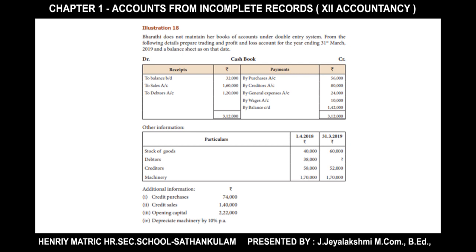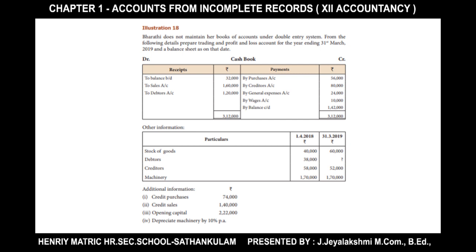Here you see the cash book, debit and credit, receipts and payments. To balance brought down 32,000. To sales, sales account 1,60,000. Sales is given. The opening balance of debtors is given, 1,20,000, so it goes to the debtors account, the total debtors account. Then see here on the payment side: by purchases 56,000, by creditors account 80,000, by general expenses 24,000, by wages account 10,000. These all come under the trading and profit and loss account. And then by balance carried down 1,42,000.